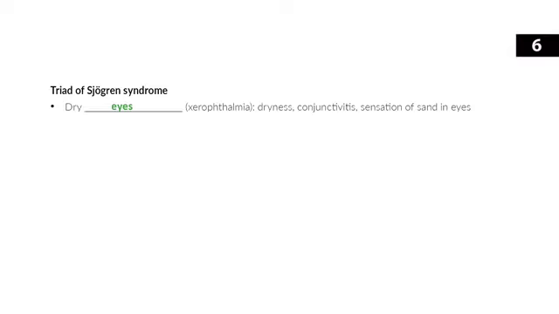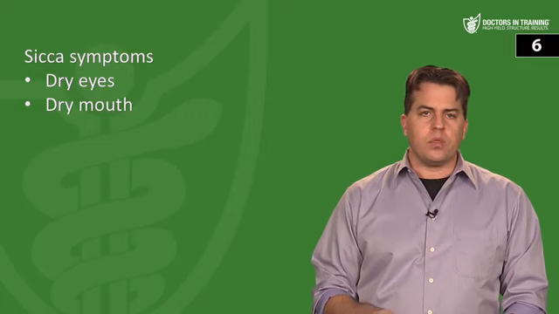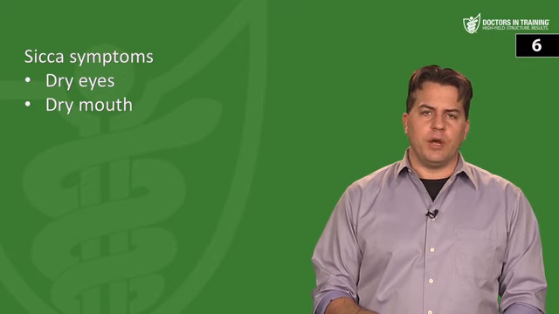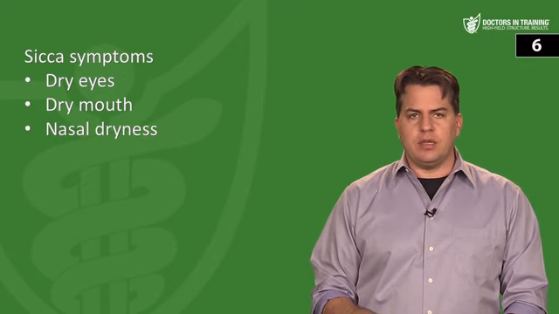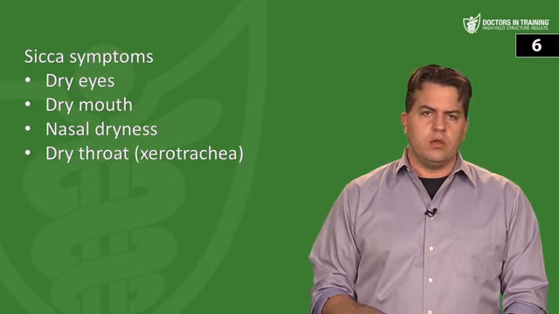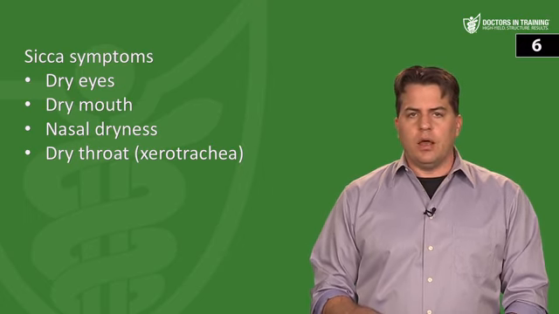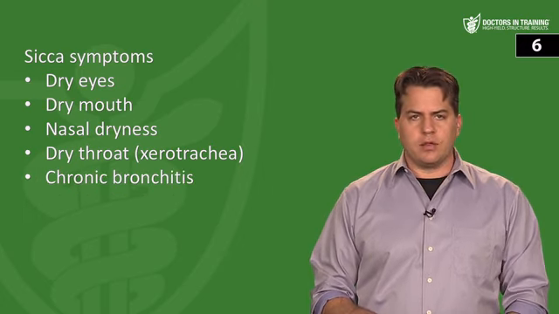As a result of the salivary gland infiltration, patients often have bilateral parotid enlargement and an excessively dry mouth that may cause dysphagia, or an inability to speak more than a few sentences, or an increase in dental caries, which is a huge clinical clue. Other exocrine glands may be targeted by the disease, resulting in nasal dryness, dry throat, known as xerotrachea, and consequently chronic bronchitis.